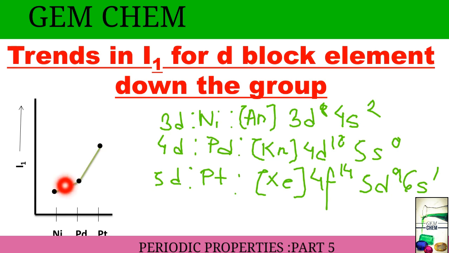So here we see that there is a change. For nickel, the electron has to be removed from the 4s orbital, while for palladium the electron has to be removed from a fully filled d orbital. Since the d10 configuration is extremely stable, palladium requires a greater amount of energy as compared to nickel. Thus, the I1 value of palladium is greater than nickel. In the case of platinum, the electron has to be removed from the relativistically contracted 6s orbital. This will require a much greater amount of energy, and hence I1 of platinum is much larger than that of palladium.